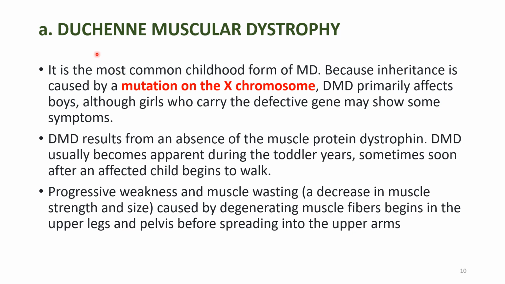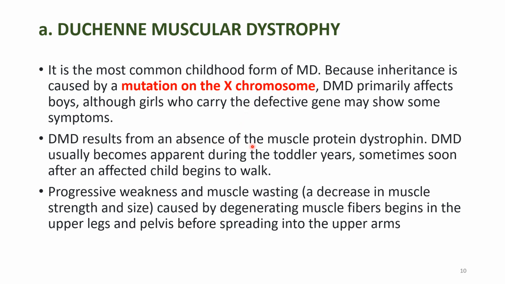Now coming to the first one, we have to discuss nine types of muscular dystrophy. First type is the Duchenne muscular dystrophy, DMD. It is the most common childhood form of muscular dystrophy because its inheritance is caused by mutation on the X chromosome. This primarily affects boys, although girls who carry the defective gene may show some symptoms. So this is because of a mutation on the X chromosome, mostly present in boys.